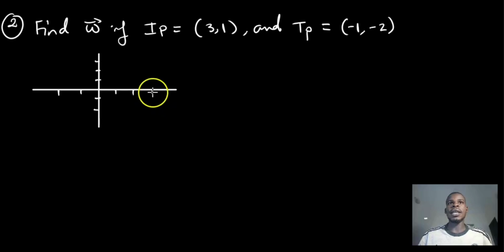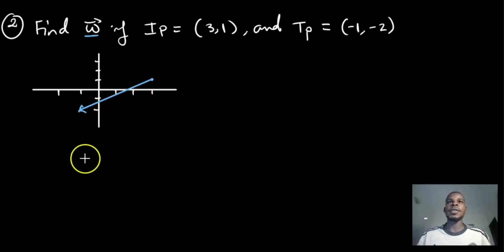So this is 3 on the x-axis, somewhere here, then 1 on the y-axis. So the point, the vector W, let me use blue for that, should be somewhere here. That's the initial point. Then the terminal point, -1, -2, so something like this. All right. So this is the terminal point. We could connect these two dots. So the vector starts from 3, 1 and goes down to -1, -2. This is the terminal point, this is the initial point.